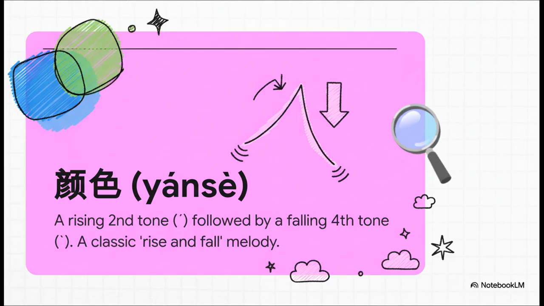Students often rush this one, kind of blending the two sounds together. To really master it, you have to practice it slowly. Give that yen its full rise before you commit to the sharp fall of se. Okay, let's try putting the whole phrase together now, really focusing on these tones.